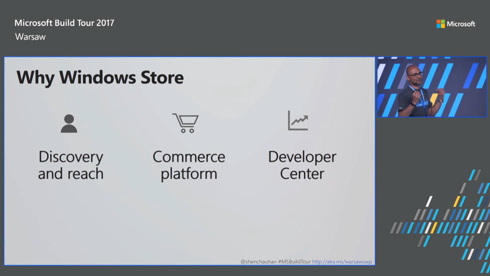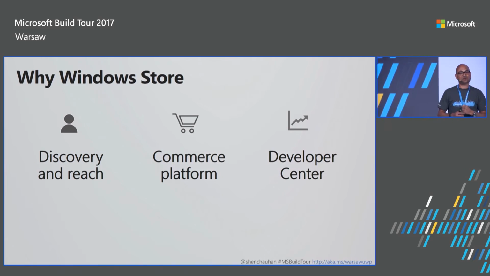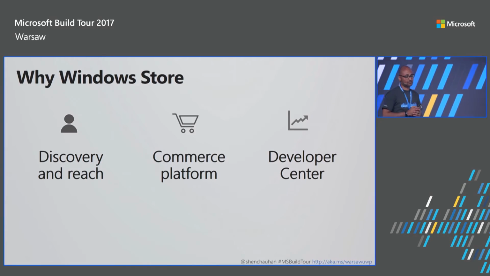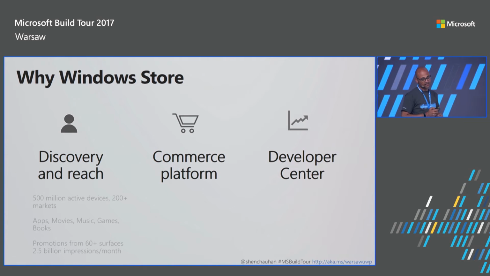Now you've built your beautiful application, and it's time to actually get it into the store and into the hands of other people. So I just want to talk briefly about the investments that we're making in the store to make sure that you're successful, because for us, we need our store to be great, so you guys can then also make the most of that. So these are the pillars: discovery and reach, the commerce platform, and developer center.